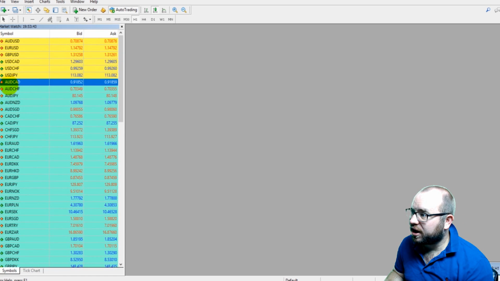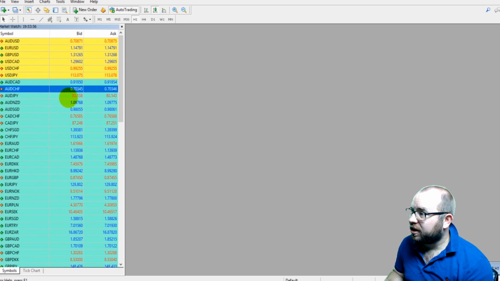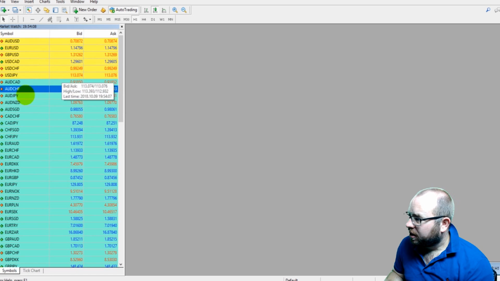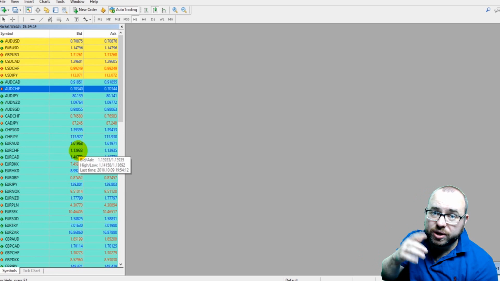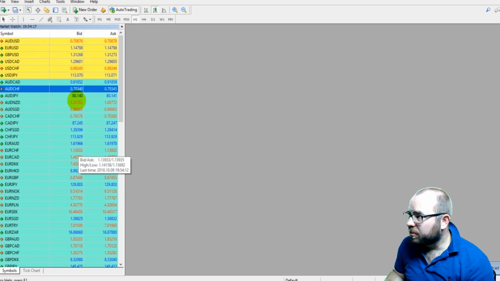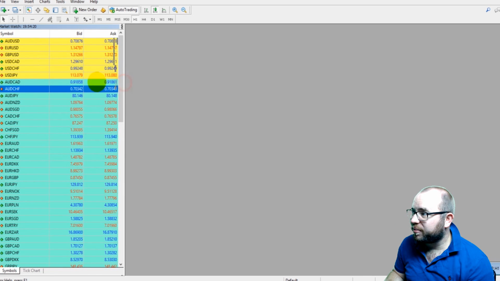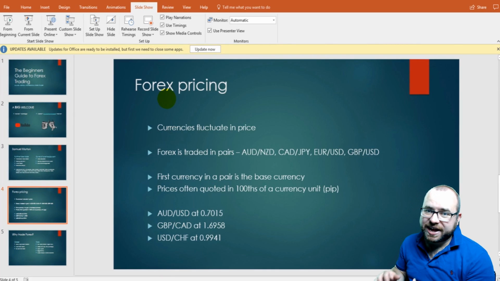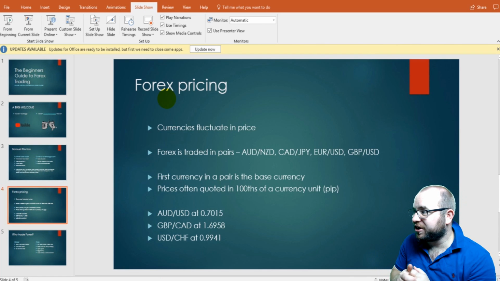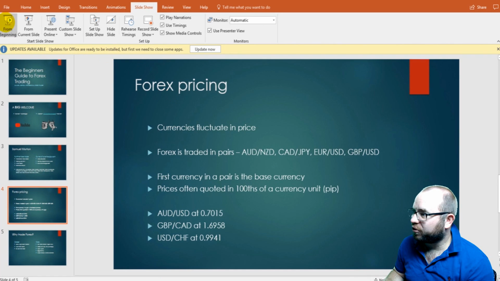So Australian dollar, Canadian dollar is currently at 0.9185. Australian dollar, Swiss franc, 0.7034. So for 1 Australian dollar, you get 0.7034 Swiss francs. Now you'll see that these prices are always changing. Prices are always moving. Currencies are weakening or they're strengthening. But this provides an opportunity to make money. And that's what Forex trading is all about. No matter what I say about the reasons why you should trade Forex, the main reason is you can make money from the Forex industry.